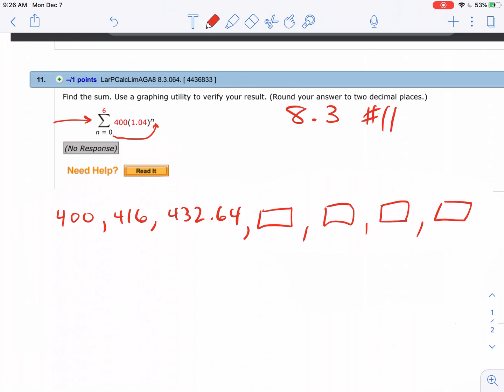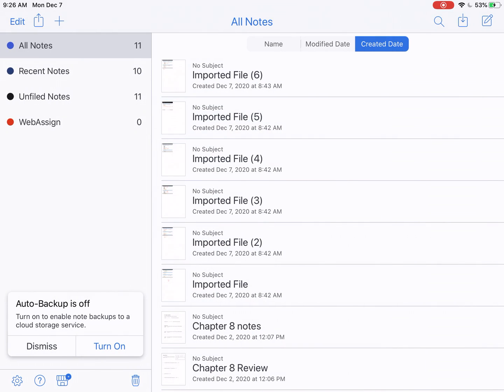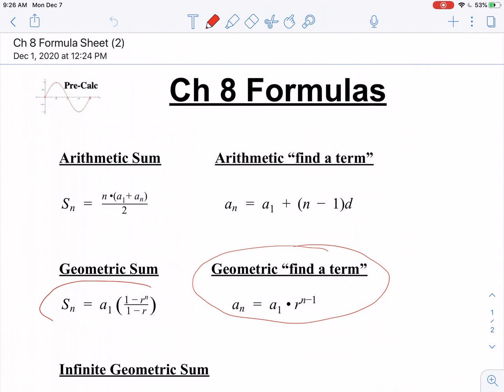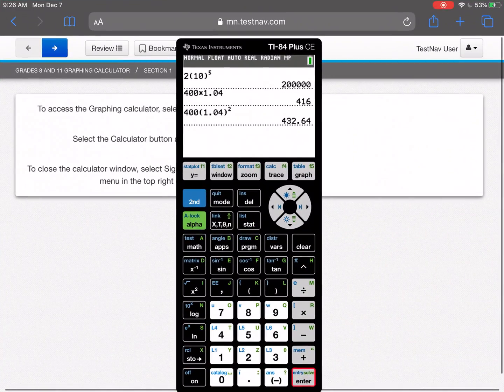But one of the things is, I recognize this as geometric. It's just starting with 400 as my first term. So if you want to, now you can use the formula. You can do what is called the geometric sum. I'm going to do 7 for my n value, and then I put the first term in and my r value.